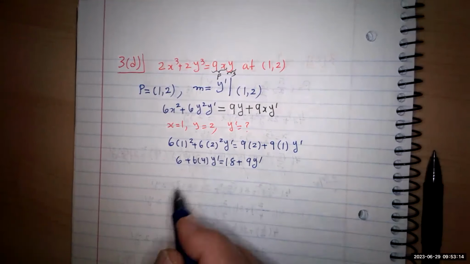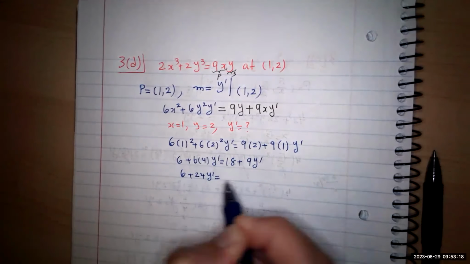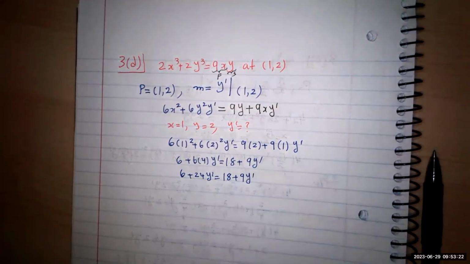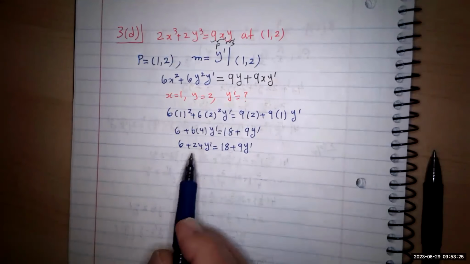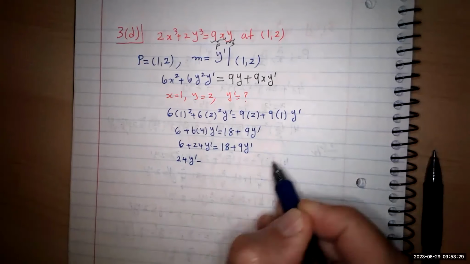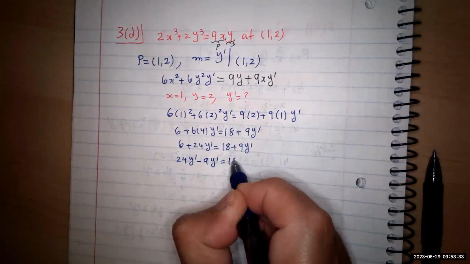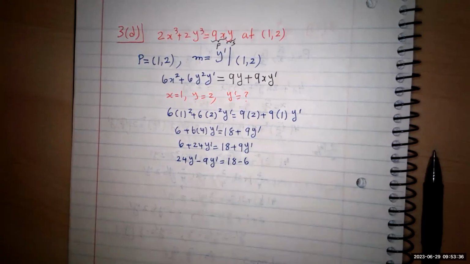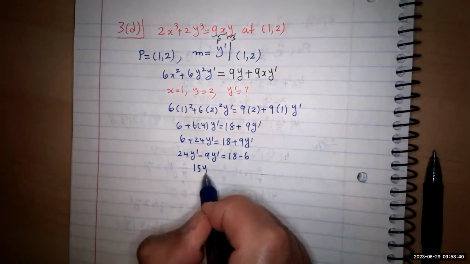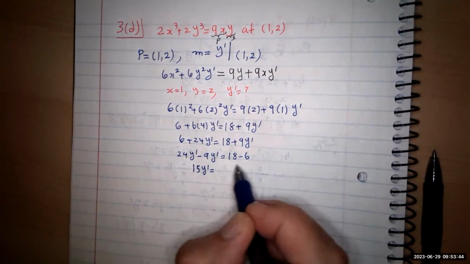6 times the 4 would be 24, so we get 24 y prime. And this is going to be 18 plus 9 y prime. You have to simplify and solve for y prime, so isolate the y primes. So 24 y prime minus 9 y prime, and on the other side, we get 18 minus 6. That gives you 15 y prime, and this would be 12.